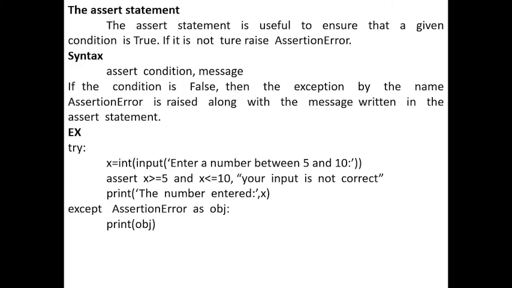The assert statement is useful to ensure that a given condition is true. If it is not true, it will raise the assertion error. The syntax is assert condition, message. If the condition is false, then the exception named assertion error is raised along with the message written in the assert statement. So this is the example we have given for the assertion error. You can check it in the lab session.